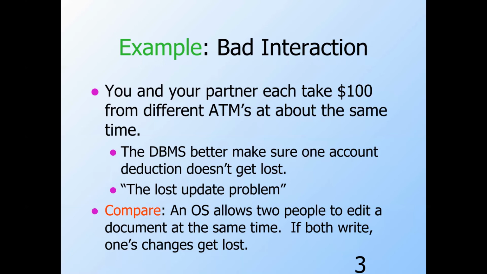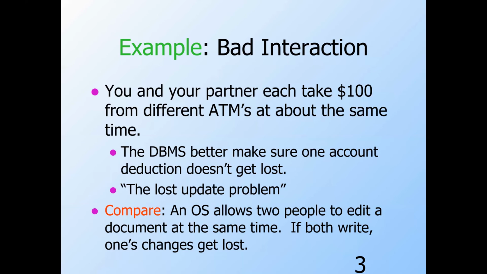At the same time, my partner is doing the same thing. I read that it's 300, but then immediately she reads and it's 300. Then I take out $100 and write back $200 as my balance. But she just read 300, so she takes out 100 and also writes 200 back as the balance. We both got $100, and the account was 300, and now it's 200. So one of our updates got lost. One of our deductions of $100 got lost.